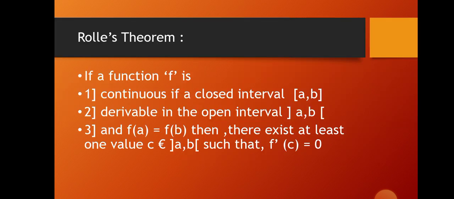I am presenting Rolle's Theorem. There are three conditions. If a function f is, first, continuous in the closed interval [a, b], second, derivable in the open interval (a, b), third, f(a) equals f(b), then there exists at least one value c in the open interval (a, b) such that f'(c) equals 0.